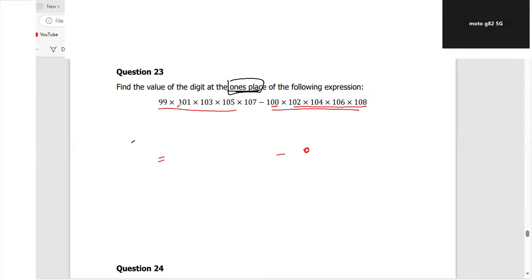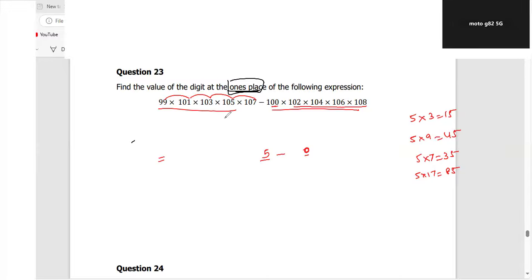Now, here, if you see, all these are odd numbers, 9, 1, 3, 5, and 7. So whenever you multiply 5 with an odd number, you can take any number, say 5 into 9, 45, 5 into, say, 7, 35. Again, say 5 into 17, you will get 85. So if you multiply any odd number with 5, you'll always end up with 5 at ones place. That's the logic. So what is the value of the digit at ones place for this?